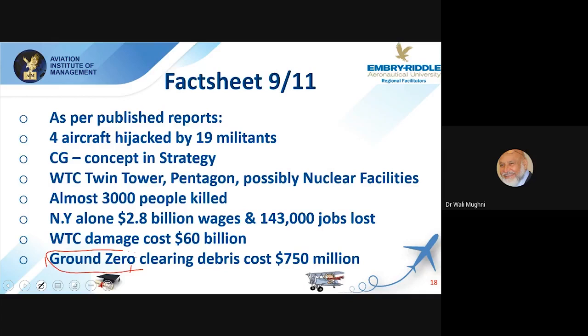This is not pronounced debris, it is pronounced debris, which means malba, right? Anything that falls, which is not supposed to be there. All the pieces of the metal and building and structure. Its clearing itself cost $750 million. So, a lot of economical and also financial and moral defeat by this action.